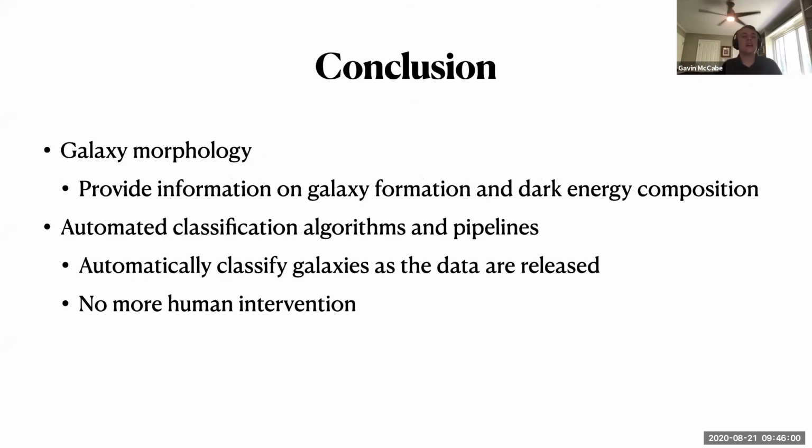So in conclusion, galaxy morphology provides information on formation of galaxies, dark energy composition, expansion of the universe, etc. And it can give us a lot of information possibly about possible supernova host galaxies and the properties of the supernovae inside of those host galaxies. The automated classification algorithm and pipeline is going to be huge. It's going to make it so we don't need to rely on humans anymore, and it will make this a lot faster and a lot more viable, especially as things such as LSST come online with more and more data that we just cannot handle.